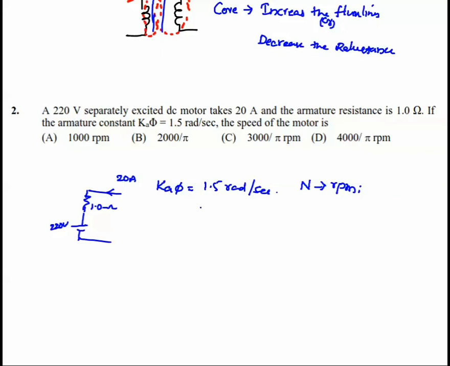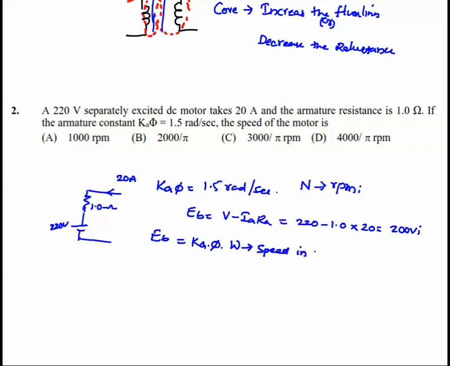The formula is Eb, the back EMF, equal to V minus Ia times Ra, that is 220 minus 1.0 times 20, the armature resistance and armature current. We will get 200 volts as Eb. We know the relationship between Eb and speed: back EMF is equal to the armature constant Ka times phi times W. This is speed in radians per second, but the given solution is in RPM, so we will convert this.